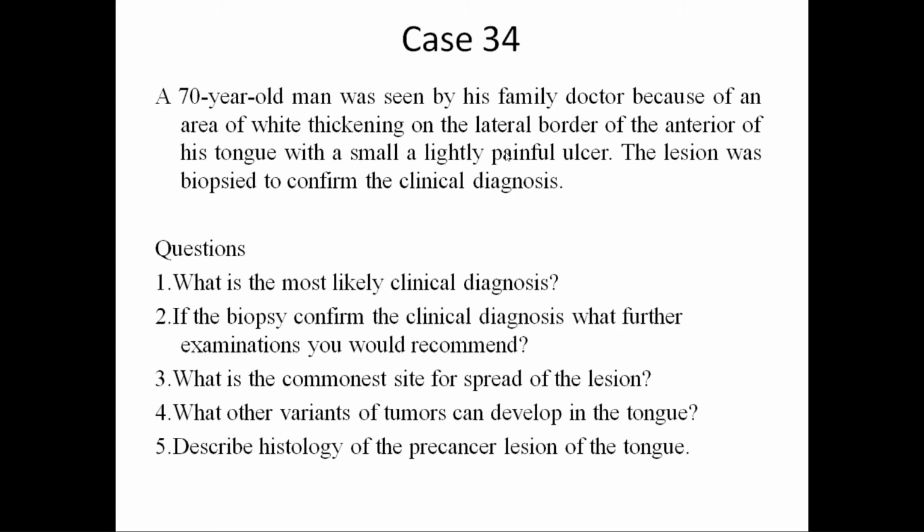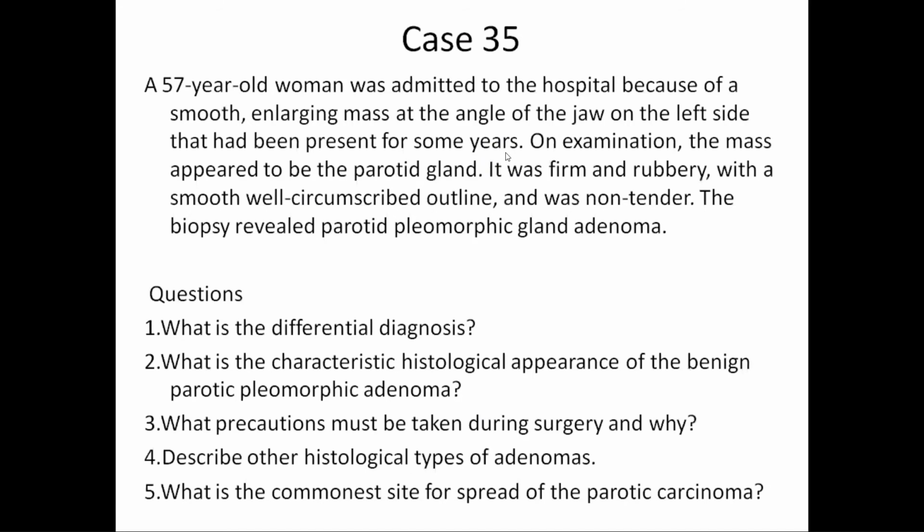Number 4, what other variants of tumors can develop in the tongue? Adenoma, adenocarcinoma, leiomyoma, leiomyosarcoma, fibroma, and fibrosarcoma. And number 5, describe the histology of the precancer lesion of the tongue. Leukoplakia and white patches. Next case.